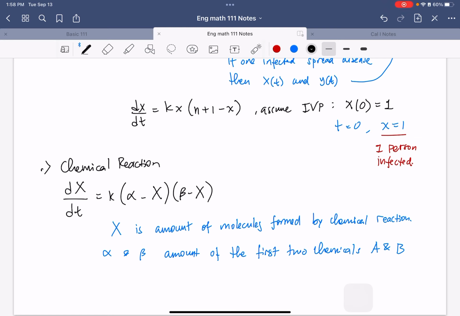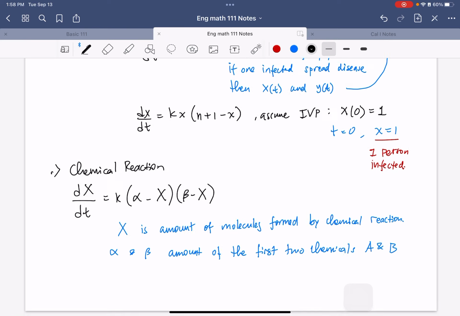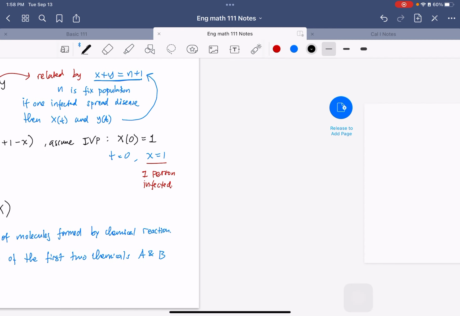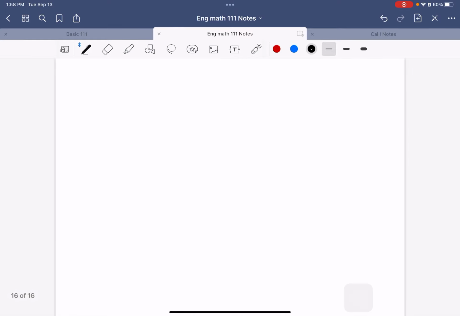Let me move to the next chapter, which is the first order, and we start with the slope field. So we move to the next section. It's the first order ODE.